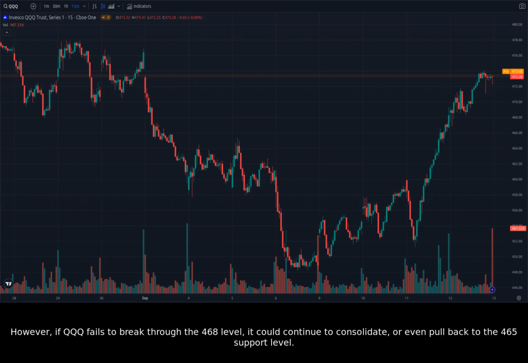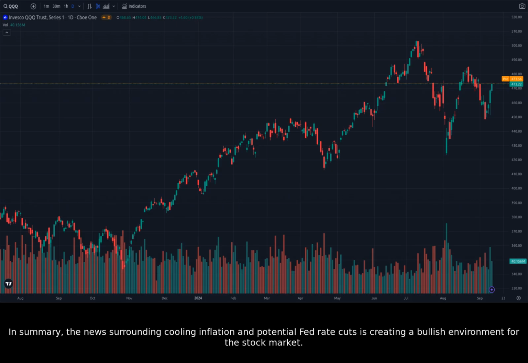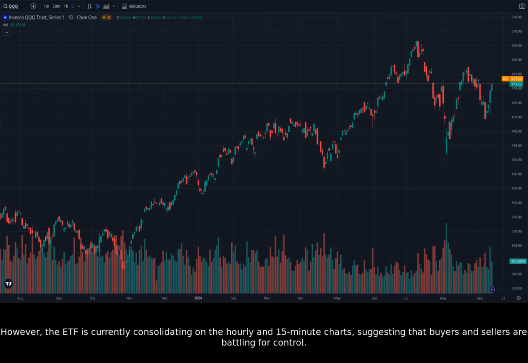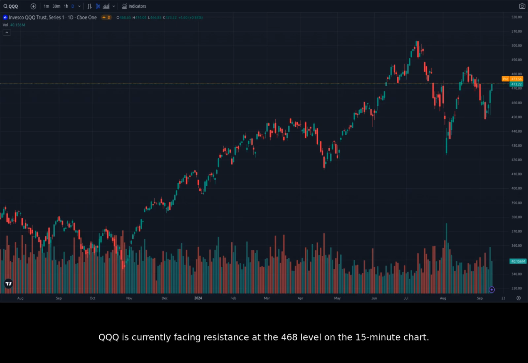However, if QQQ fails to break through the 468 level, it could continue to consolidate or even pull back to the 465 support level. In summary, the news surrounding cooling inflation and potential Fed rate cuts is creating a bullish environment for the stock market. This is reflected in the strong uptrend seen on the daily chart of QQQ. However, the ETF is currently consolidating on the hourly and 15-minute charts, suggesting that buyers and sellers are battling for control. QQQ is currently facing resistance at the 468 level on the 15-minute chart.